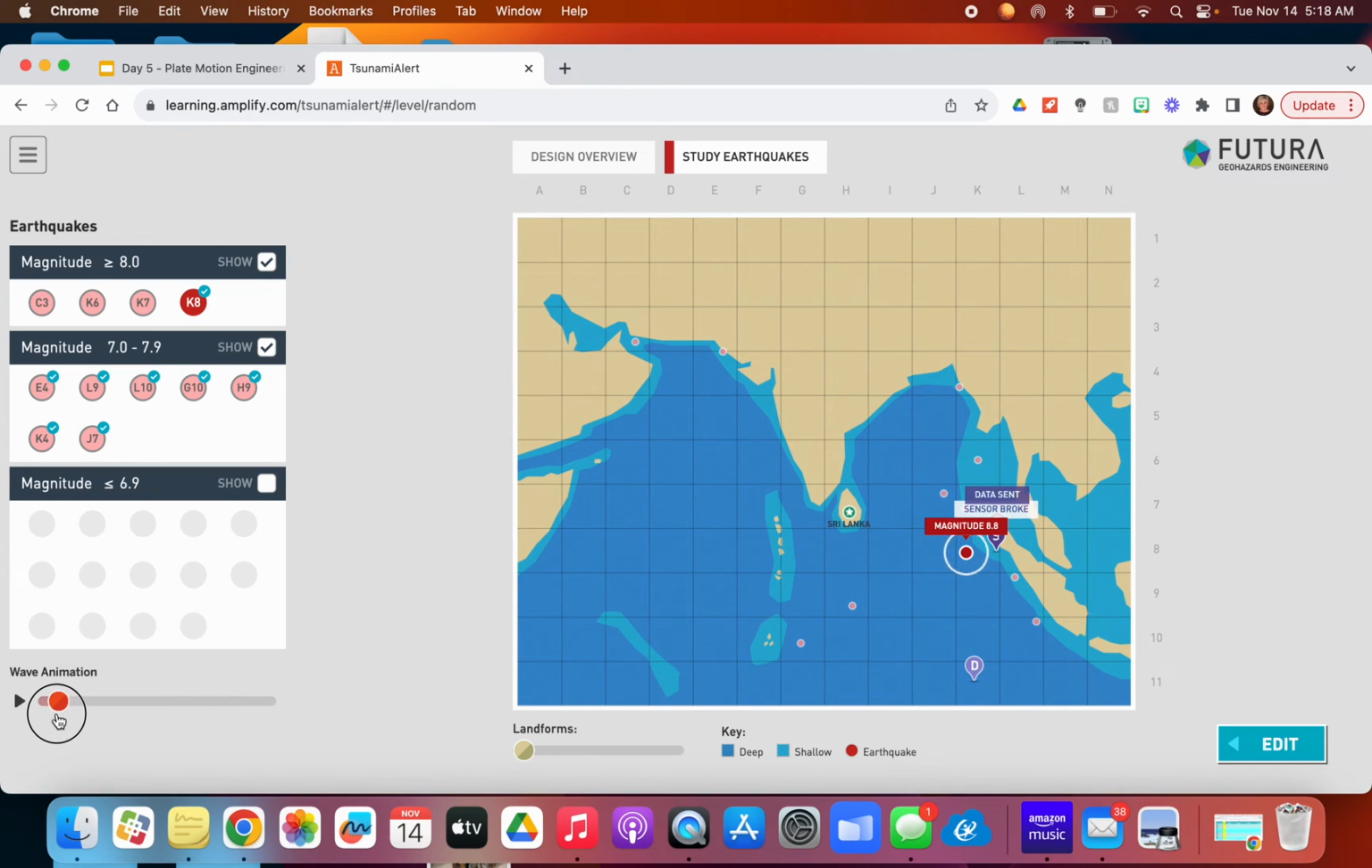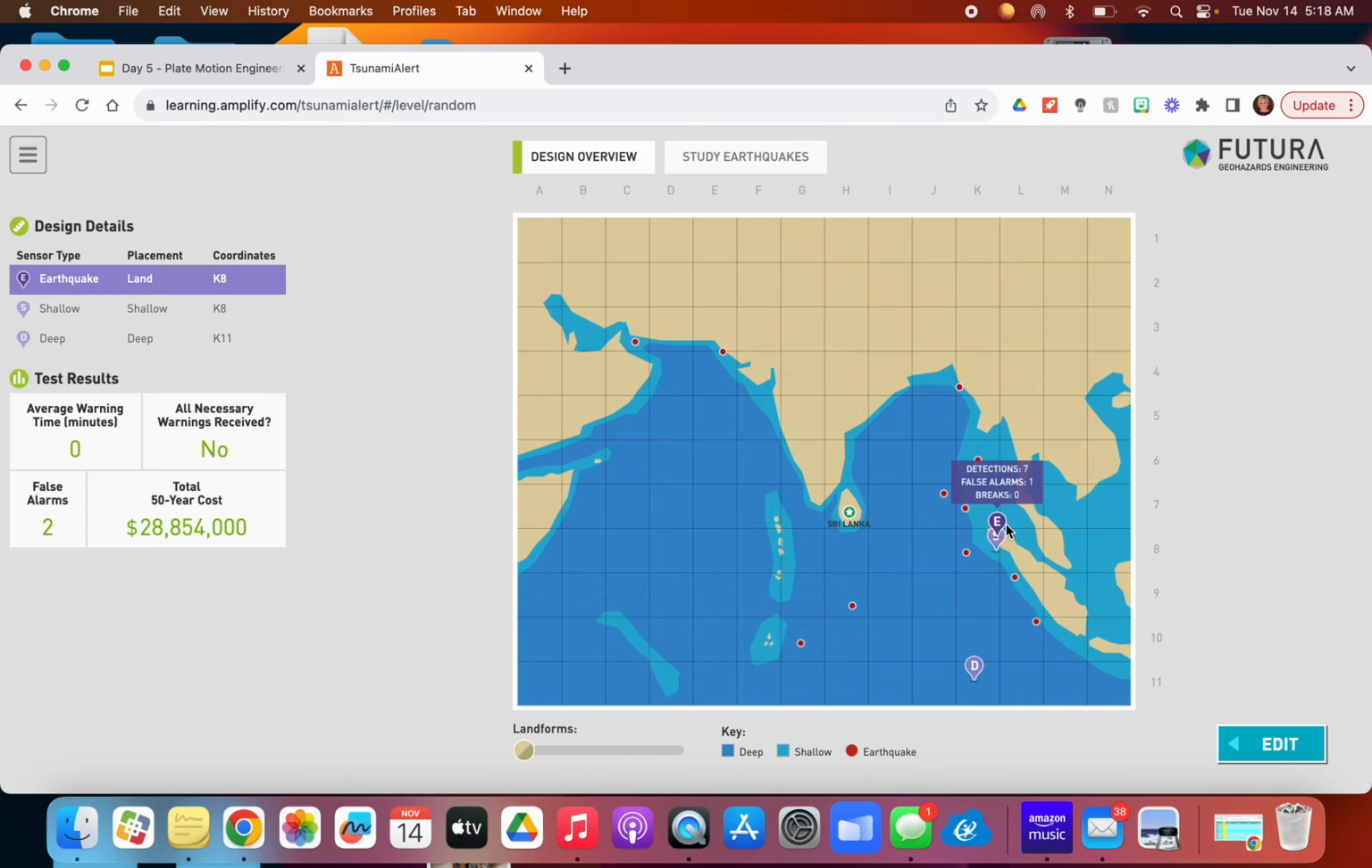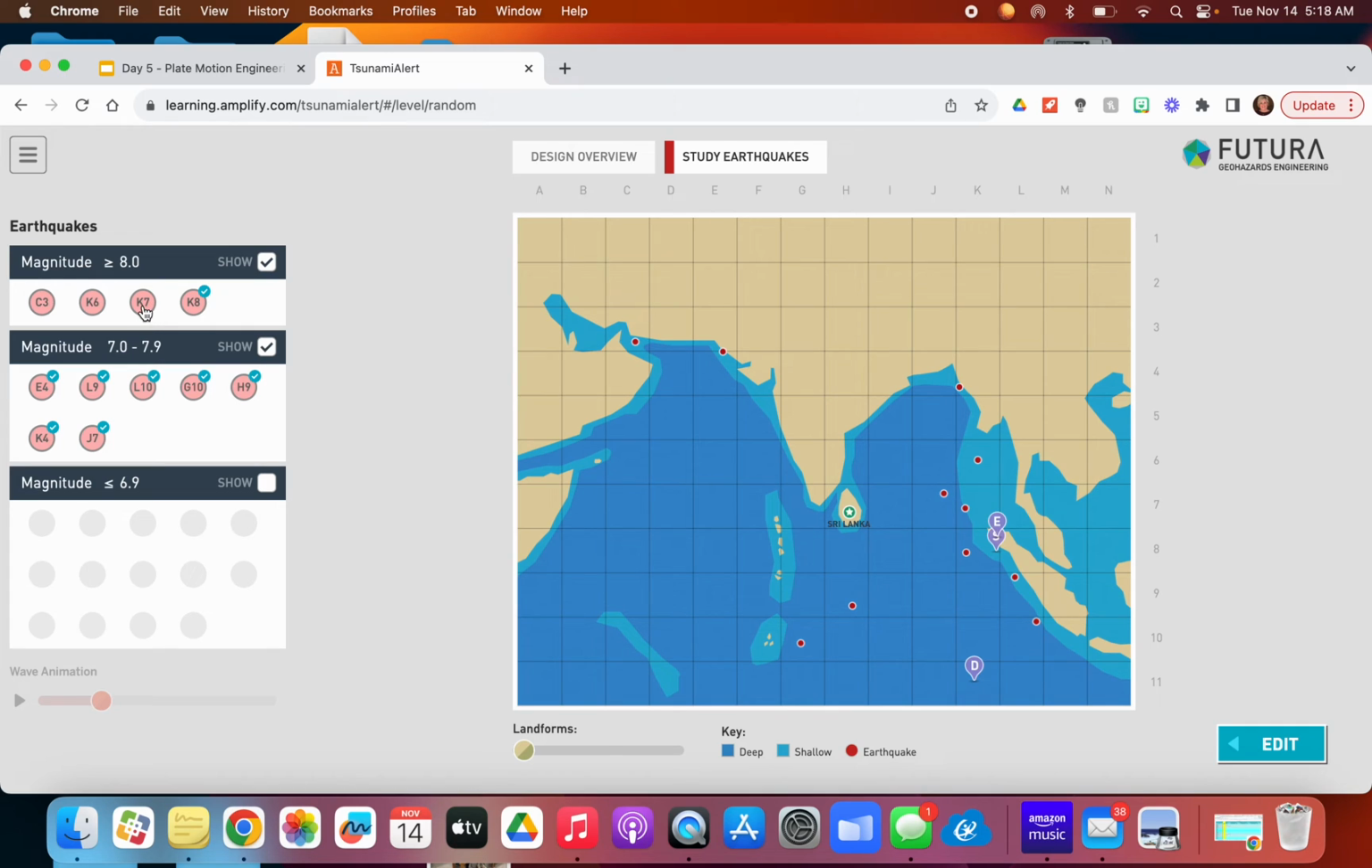What happened was immediately my sensor broke. Data was sent, but because the sensors broke, if my shallow sensor breaks, that's the one I believe that needs to have a second sensor go off. And so it didn't, and so Sri Lanka just didn't have enough time. I'm going to look at that data for my shallow. I had 3 breaks, 1 false alarm. Okay, this is a problem. Let me come back and look at the rest of these.